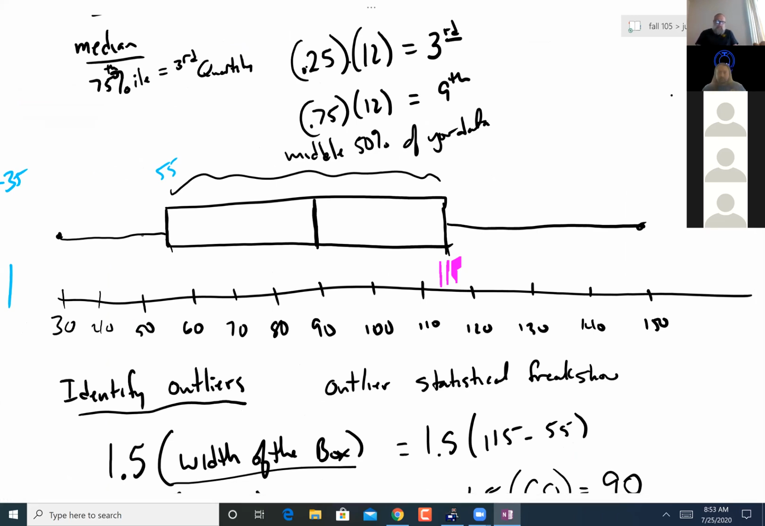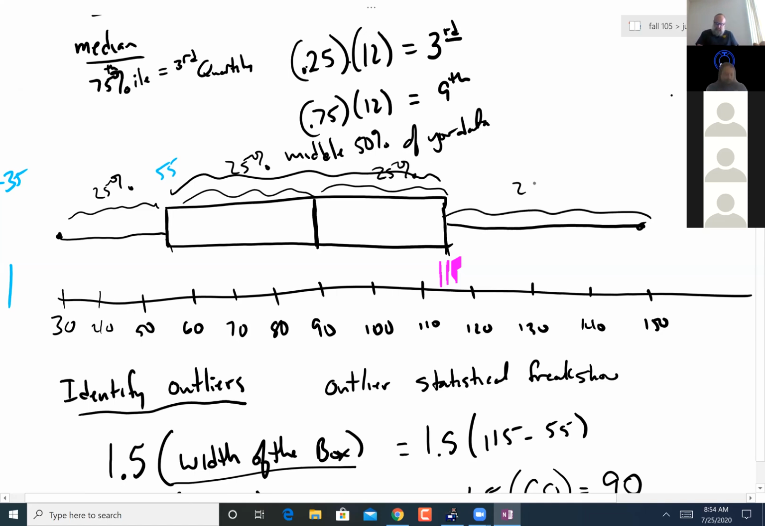When you look at this data set, it's nice and spread out, but notice that this is 25% of the data. This is 25% of the data. This is 25% of the data. This is 25% of the data. They are basically the same width all the way across, yes? And because they're basically the same width all the way across, what would that look like? If you made a histogram of this, it would look something like this. It'd be fairly symmetric because these widths are all roughly the same.